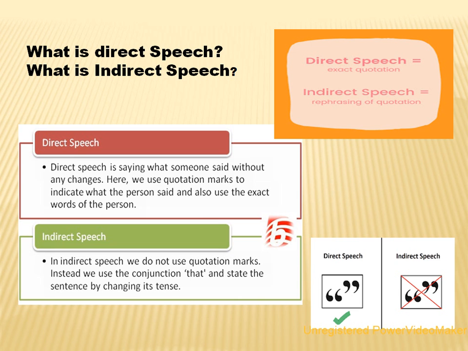So in indirect speech, what we do, we remove the quotation marks, we bring one conjunction, that is the word that, usually, and we make the changes in the tense, and then we change the direct speech into indirect speech. See here, in indirect speech you will see there is a red cross on the quotation mark. This is for your understanding that if there is no quotation mark, it means it is not the exact words spoken by a person.